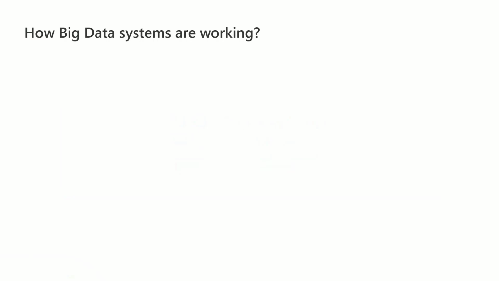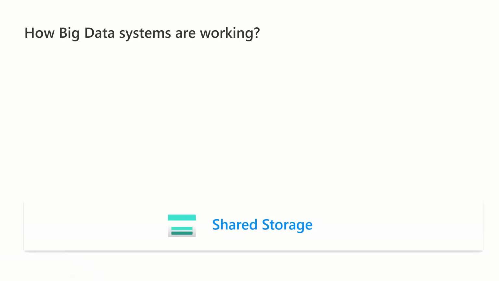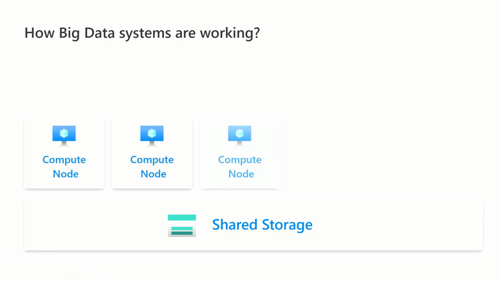In big data systems, we are using a specific architecture. The first component is a shared storage. Doubling the spec of a server can cost more than double the cost. That's why instead of using one very high-end server, we use several commodity servers, grouped as a cluster, and we will distribute the workload across them.